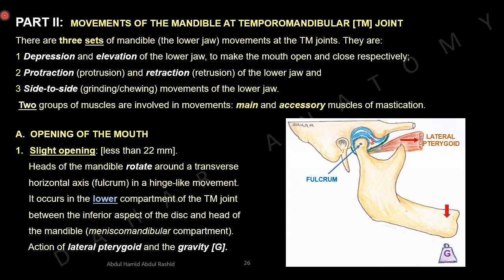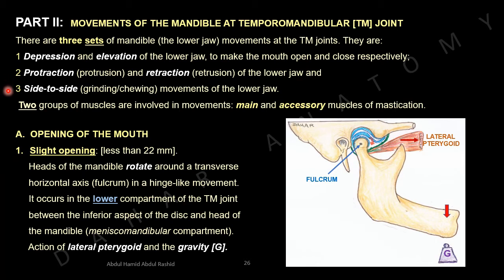Movements of the temporomandibular joint. There are three sets of mandibular, that is, lower jaw movements at the temporomandibular joints. They are, number 1, depression and elevation of the lower jaw to make the mouth open and close respectively. 2, protraction, that is protrusion, and retraction, retrusion, of the lower jaw. And 3, side to side, that is grinding, chewing movements of the lower jaw.